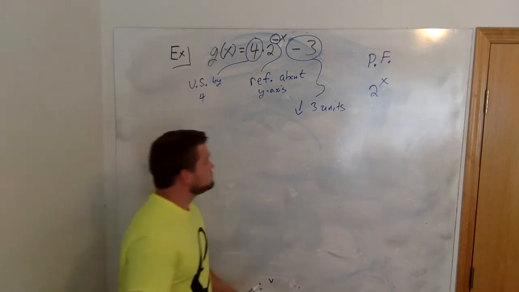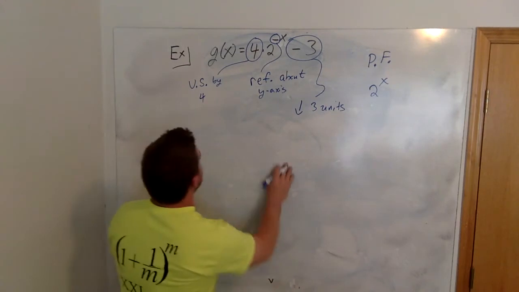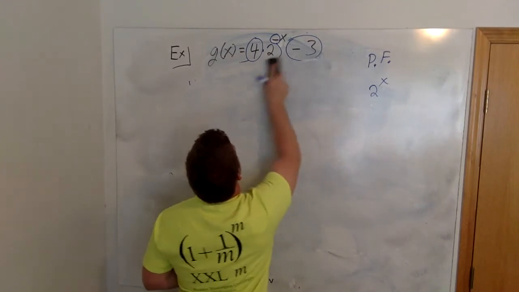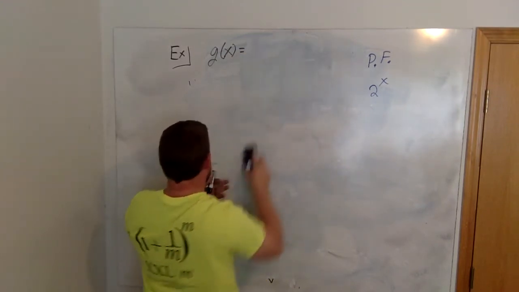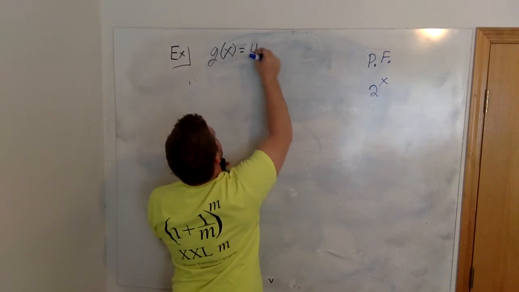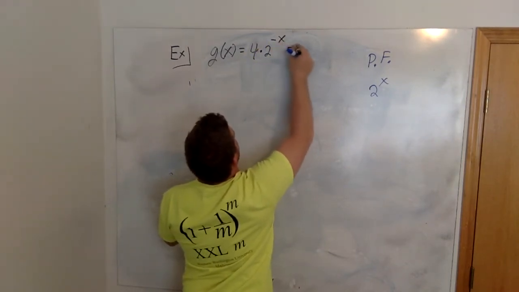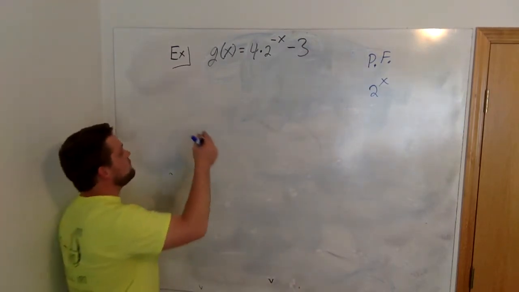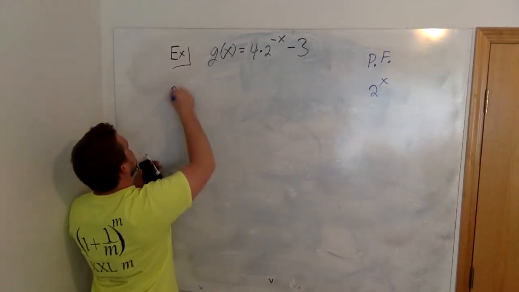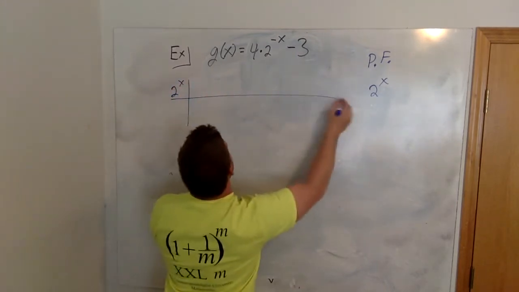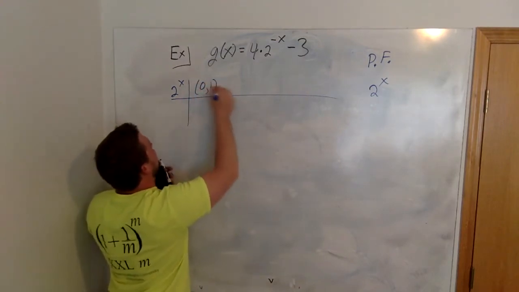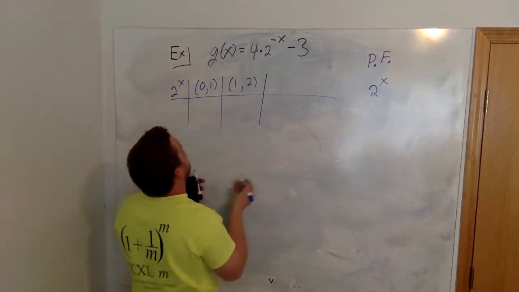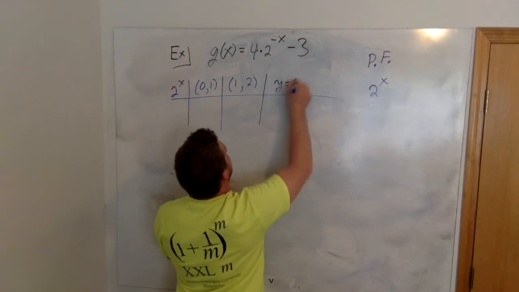So let's go ahead and make a table. Okay. So I'm going to erase a little bit what we have here, give ourselves a little bit of room. So we had 4 times 2 to the negative x minus 3. Okay? So we have our parent function, we have 2 to the x. Let's record its key features. If you plug in 0, you get an output of 1. If you plug in 1, you'll get an output of 2. And there's also the horizontal asymptote, y equals 0.